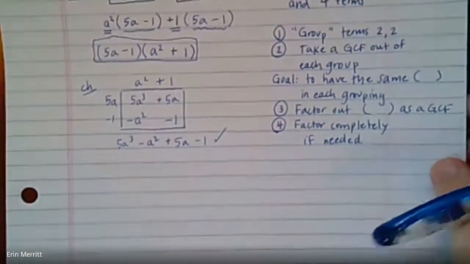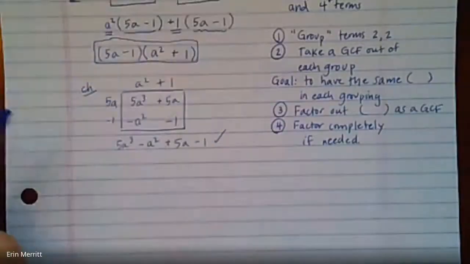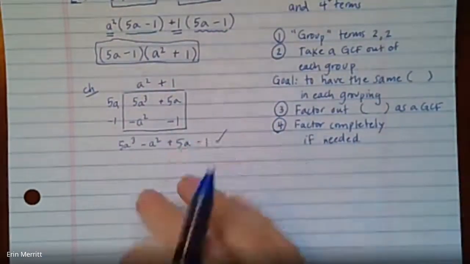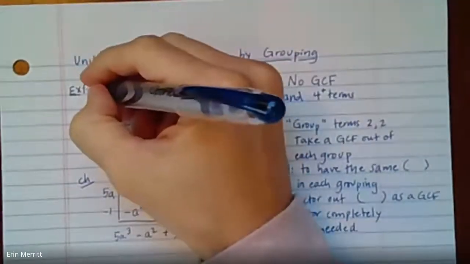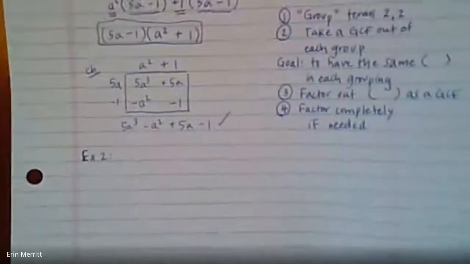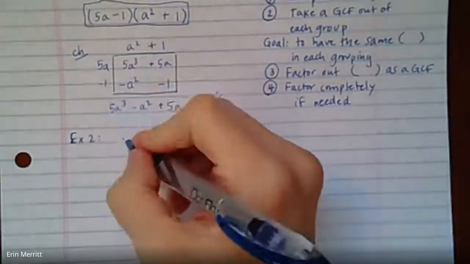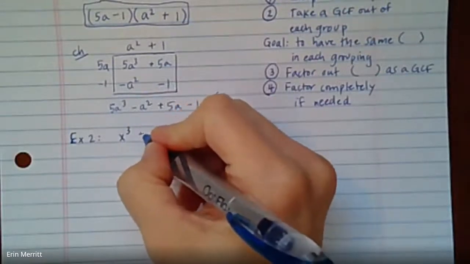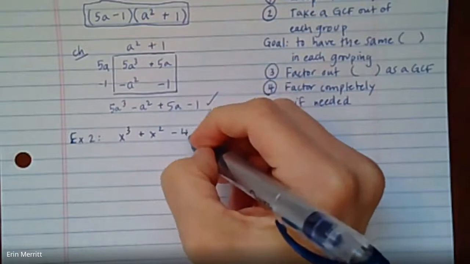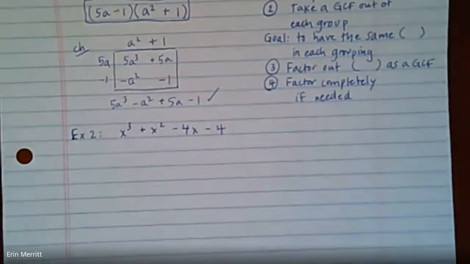So let's try a second one. Sometimes it just helps to see another one to make sure, does this make sense? So let's say that that was example number 1, and now we'll call this next guy example number 2. All right, when I slide it on up, I'm going to give you x cubed plus x squared minus 4x minus 4.